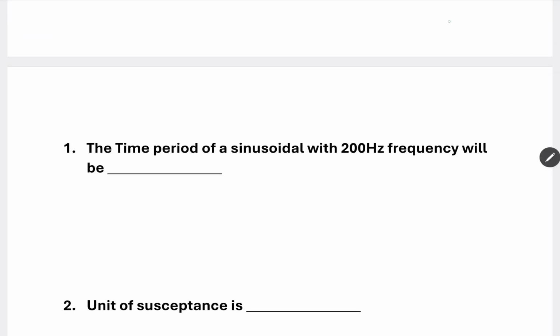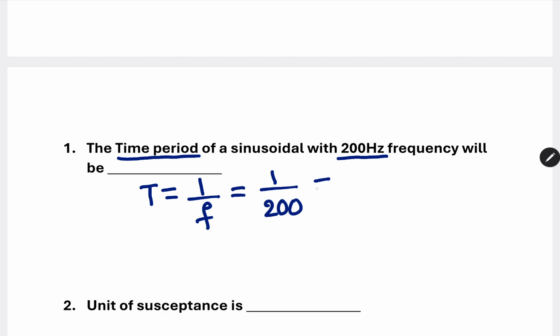It's about the time period and frequency. The time period of a sinusoidal wave with 200 Hz frequency will be how much? So frequency is given as 200 Hz, and time period is asked. The relation is T is equal to 1 by F, which is 1 by 200, equal to 0.005, and time period units are seconds. So T is equal to 0.005 seconds.